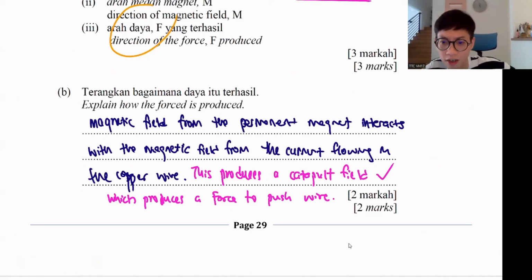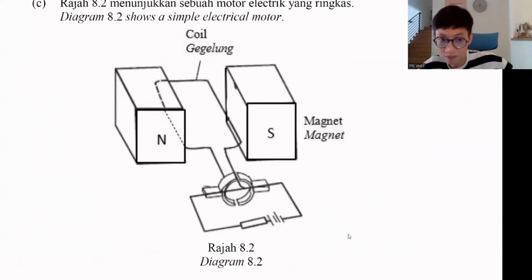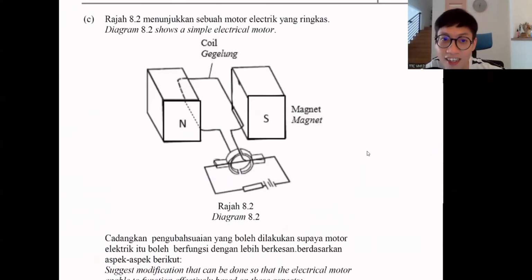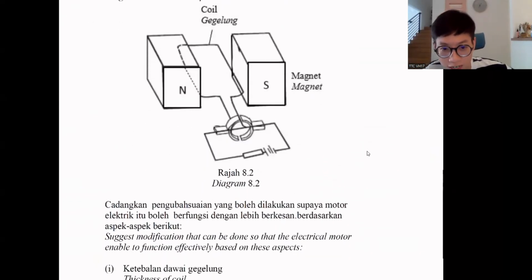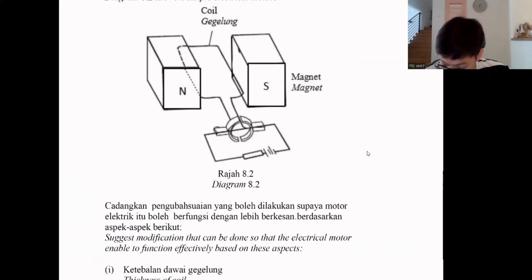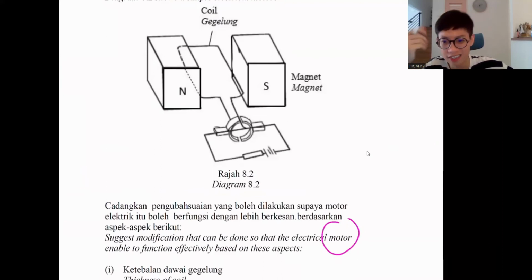Okay, now next. We say the next one is a motor. So make sure you guys know how to do motor. For example, stronger magnet, more number of coils, increased current, and so on. So make sure you know that also.